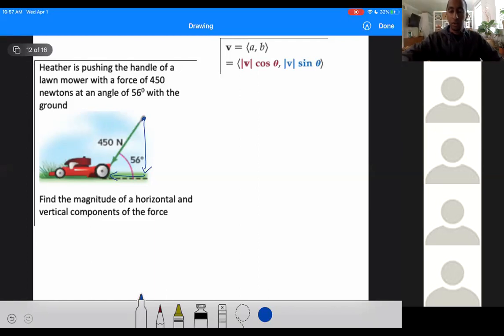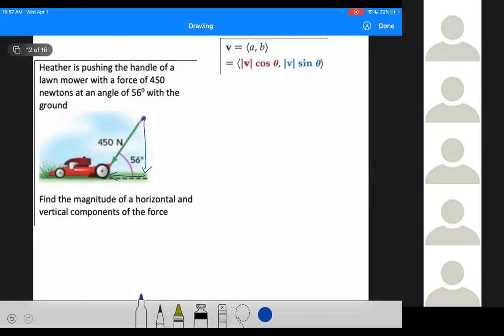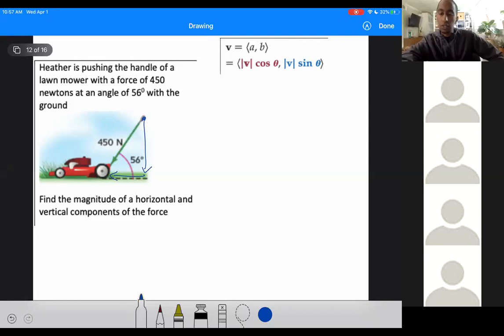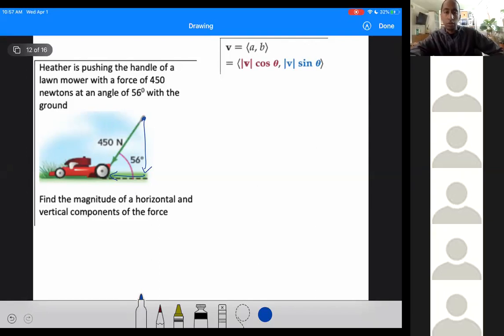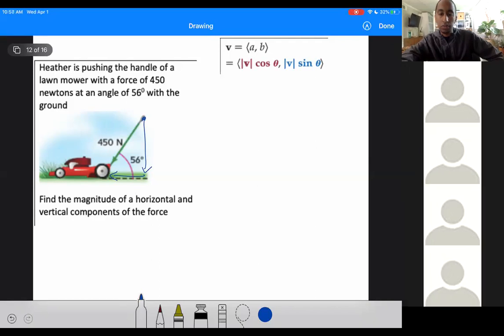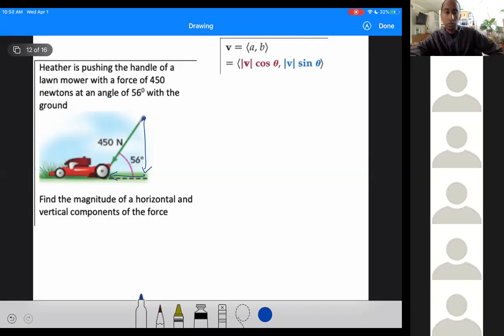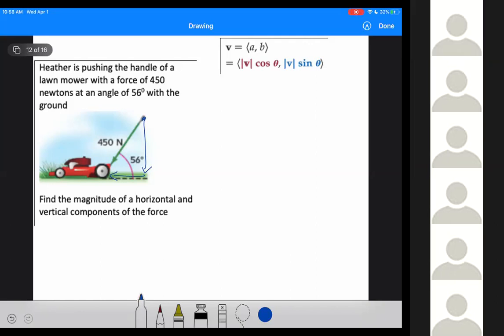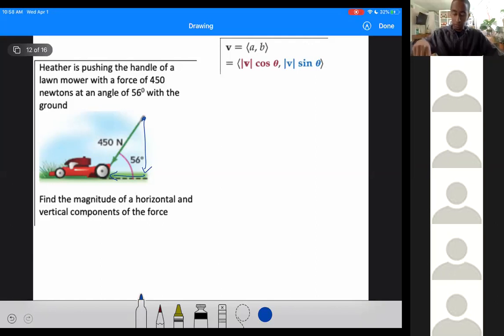All right, let's hear from Sophia. What you got? Sophia, what do you think? I think pushing forward. Pushing forward? Okay, why? Because of the angle. Okay, so this one right here is what you're talking about. That one will be stronger, right? Yeah.